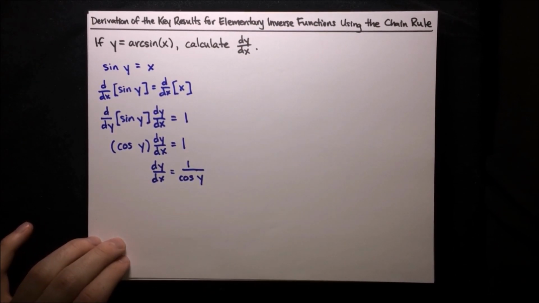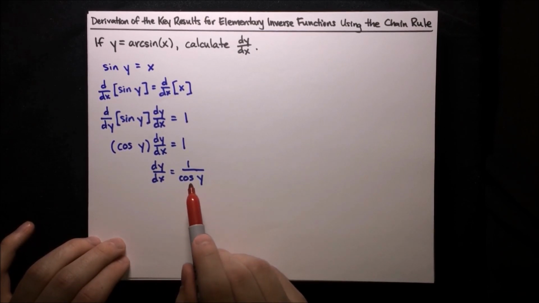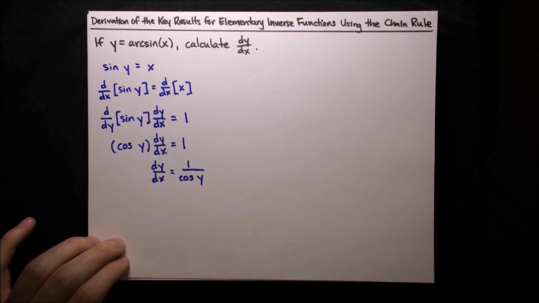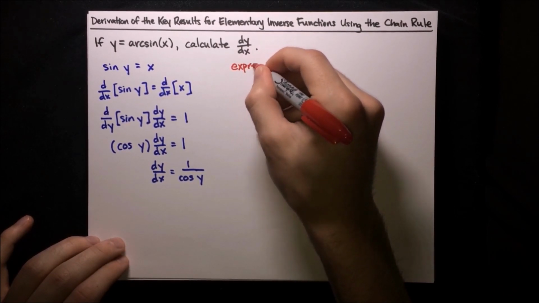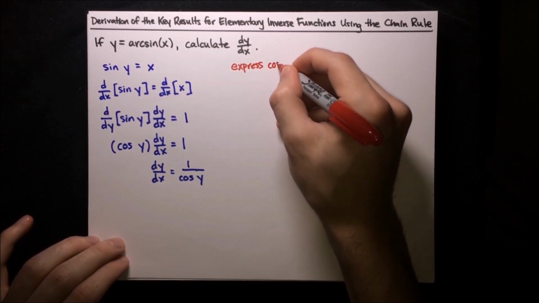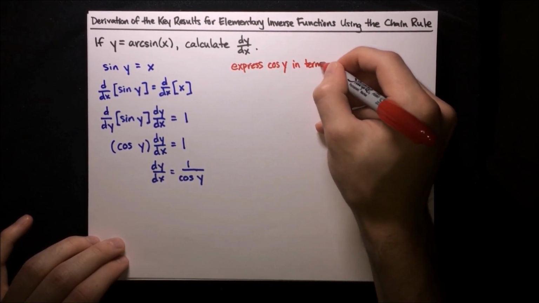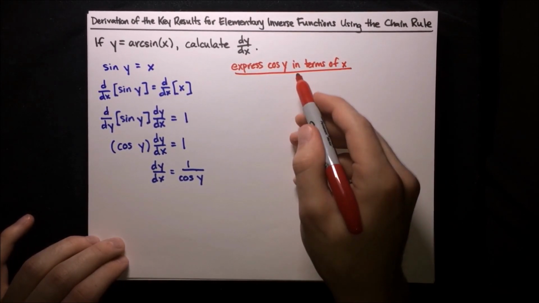We're close now, but we're not there yet. We still want our answer to consist of just x, and right now we have a y in our answer. So we want to express cos y in terms of x. So that's what we're going to do next. Next, we're going to focus on expressing cos y in terms of x.